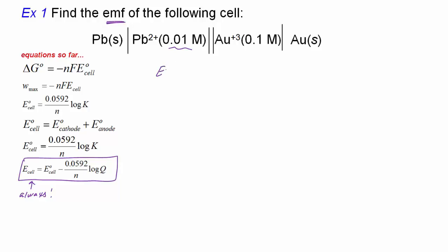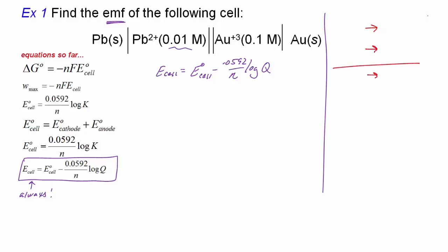E cell has to be E0 cell minus 0.0592 all over n log Q. Let's see if we can find out what these are. Let's find our 2 half reactions here. Then we add them up, we get our overall reaction, find our E0s. Okay, let's see if we can find our half reactions.